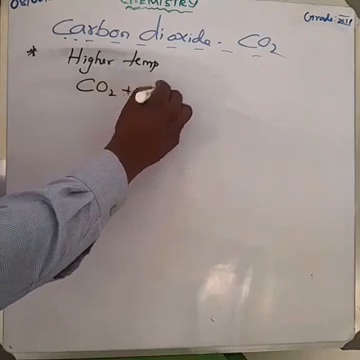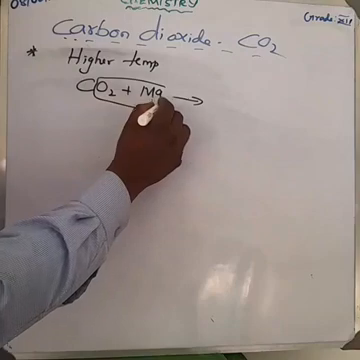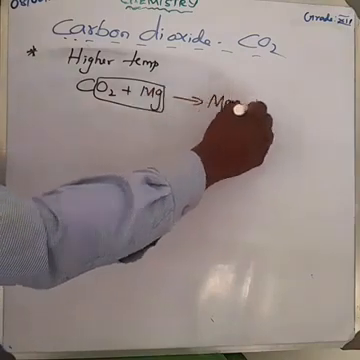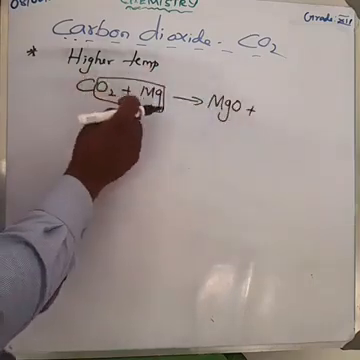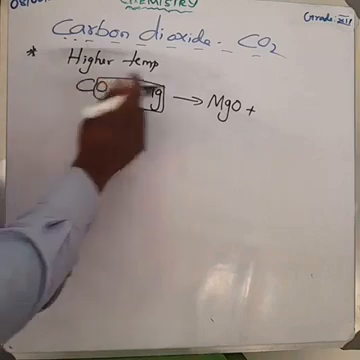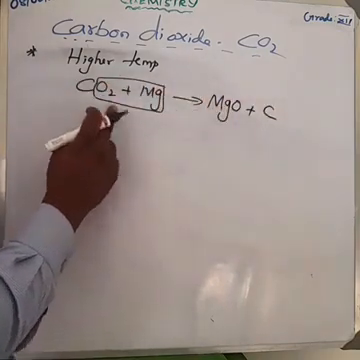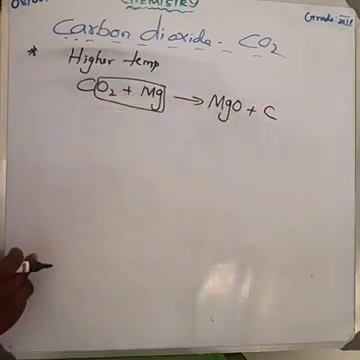Here, magnesium combines with oxygen and we get magnesium oxide, and carbon is left out. So which products are possible here? Magnesium oxide, and also we get carbon. This is one of the reactions.